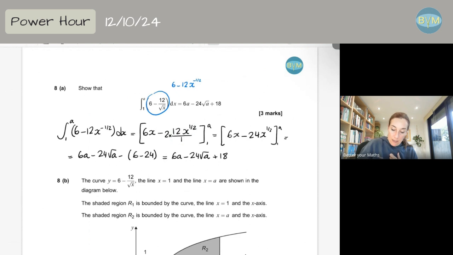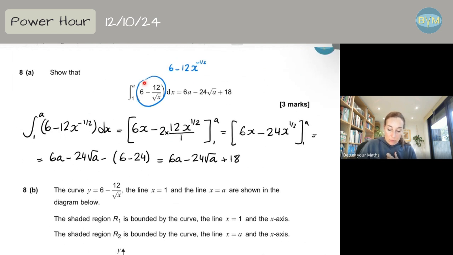You see what I've done, no? So I rewrite this expression with the x in the numerator, so I know how to integrate it. Then this one is 6x, and this one increased by 1, so it becomes positive a half, divided by a half. So the 1, I wrote the 1 here, but the 2 up. I wrote 24 instead of 2 times 12, and then when I substitute the a, I have 6a minus 24, a to the power of a half, which is root a, and then minus, and substitute the 1. And that's what we needed to find in the first part.